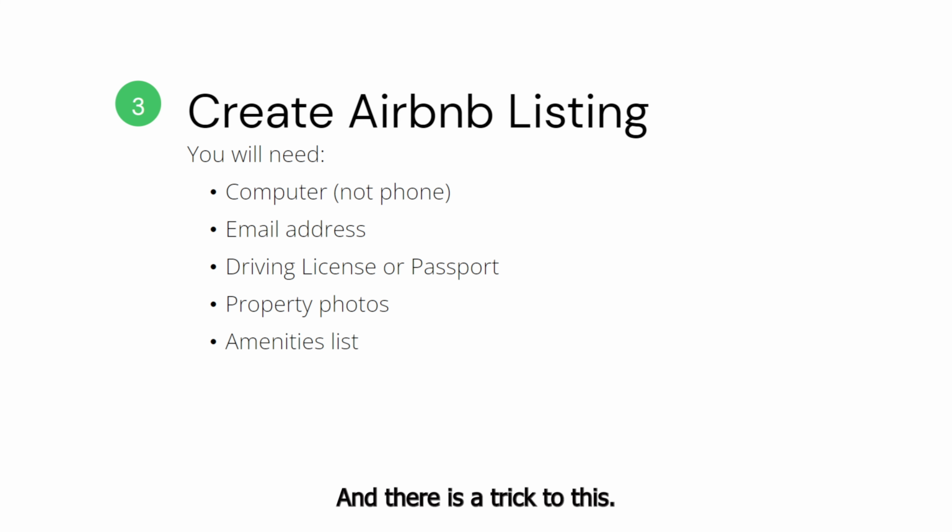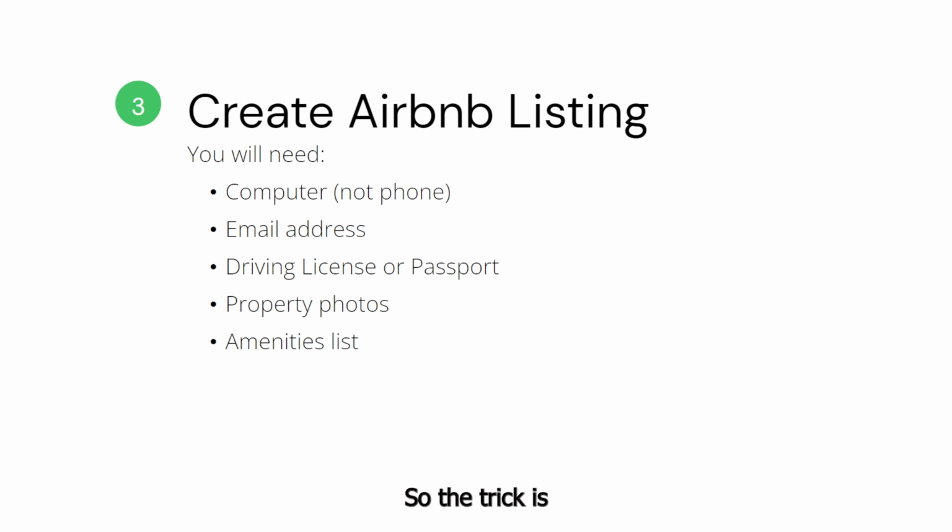And there is a trick to this. Airbnb wants to make it super easy for anyone and everyone to be able to list their property. That is why they keep it so simple in step 1. Once you publish your listing in this step 1, it lands you into another more elaborate screen where you will have a lot more options to populate for your listing.